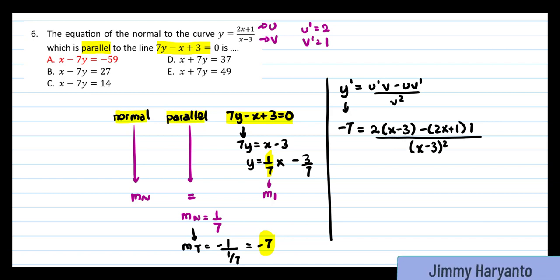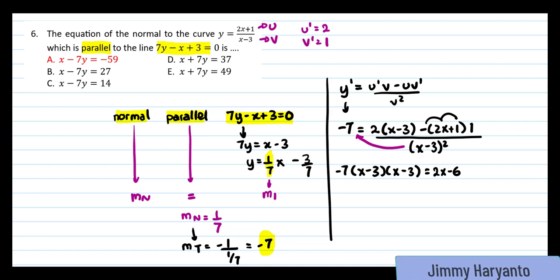Okay, let's simplify this one. That means you have to do cross multiplication. Negative 7 times x minus 3 square. Square means multiply it by itself, equals 2x minus 6. For this one, 2x minus 6. And then for this one will be negative 2x minus 1. Negative 2x minus 1.